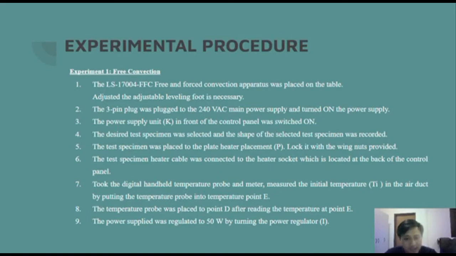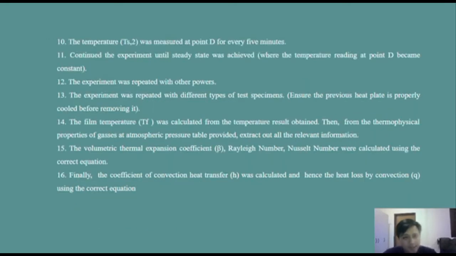Then, took the digital handheld temperature probe and meter, and measured the initial temperature in the air duct by putting the temperature probe into temperature point E. And then the temperature probe was placed to point D after reading the temperature at point E. Then the power supply was regulated to 50 watt by turning the power regulator. And number 10, the temperature was measured at point D for every 5 minutes.